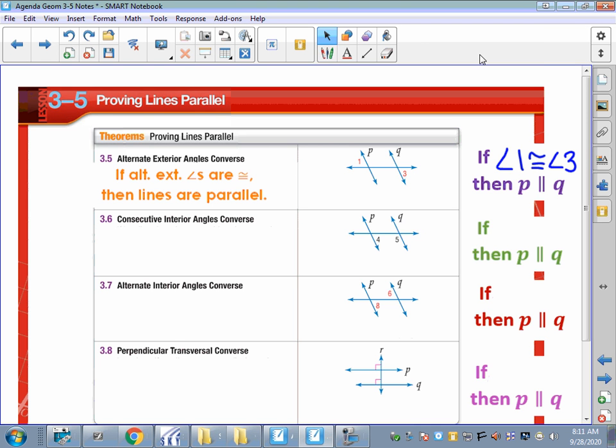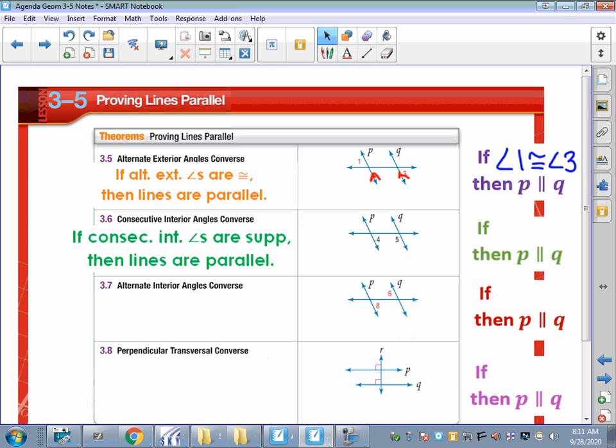If angle 1 and angle 3 are congruent because they're alternate exteriors, then we can say P and Q are parallel. Consecutive interiors, the converse. So notice we've got angles 4 and 5 here. What do you know about consecutive interior angles if the lines are parallel? They have to be supplementary, right? So if consecutive interior angles are supplementary, then we know the lines are parallel.